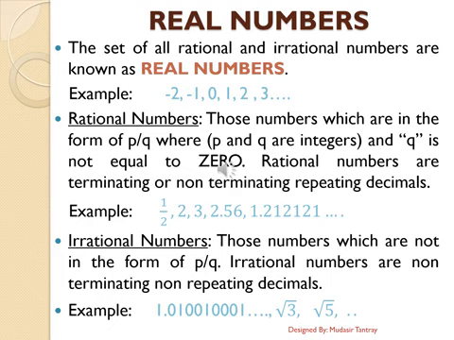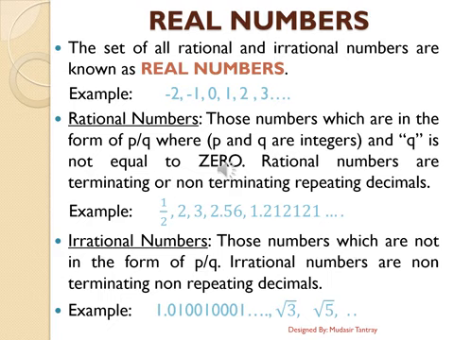Rational numbers are those numbers which are in the form of p by q, where p and q are integers and q is not equal to 0. Rational numbers are terminating or non-terminating repeating decimals. For example, 1 by 2, 2 by 3, 2.56, 1.2121 and so on. Here 2.56 is a terminating decimal and 1.212121 is a non-terminating repeating decimal because 21 is repeated again and again.